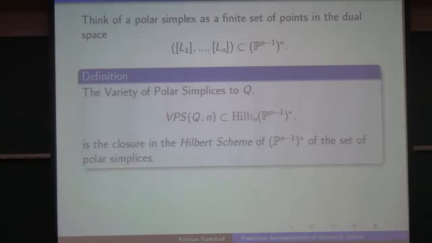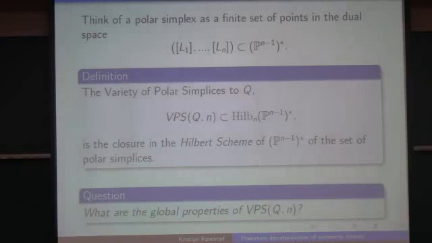And inside this Hilbert scheme I can take the closure and get a manifold or something of this sort, as we'll see. So that's going to be the definition of that. So we want to see what are the global properties of this set of polar simplices in this case.